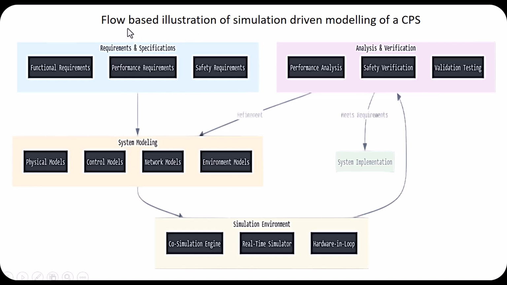So again, to summarize, requirements and specification are defined first, where we define functional, performance, and safety. Once that is done, we categorize them into physical, control, network, and environment. Based on that, we decide how we model each of these in the simulation environment. And then once it goes to the simulation environment, we can either use a co-simulation engine or a real-time simulator or hardware in loop to simulate the environment or your design. Then it goes for analysis and verification, where the already defined specifications are checked whether they are met or not. If not met, a refinement in system modeling happens, and then again it goes to the simulation.